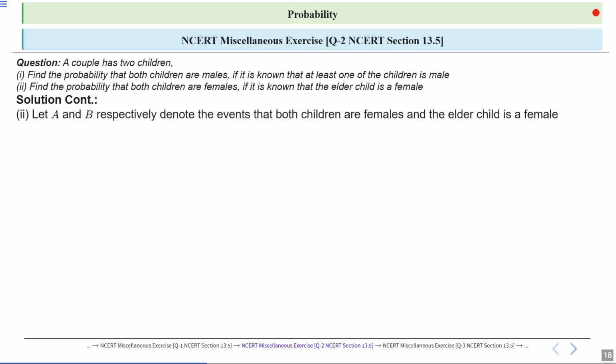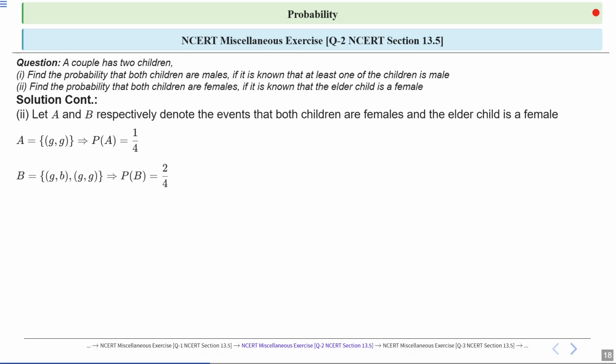Now, look at the second part of this question. Here we let A and B respectively denote the events that both children are females and the elder child is a female. The set A contains one element, that is the pair G comma G, since there are 4 possible pairs in total. So the probability of A equals 1 by 4.